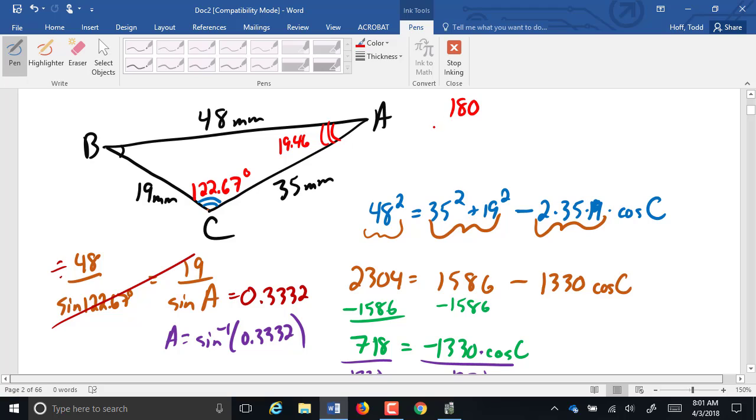Yes, 180 minus 122.67 is going to be 57.33. Minus 19.46 is going to be 37.87.